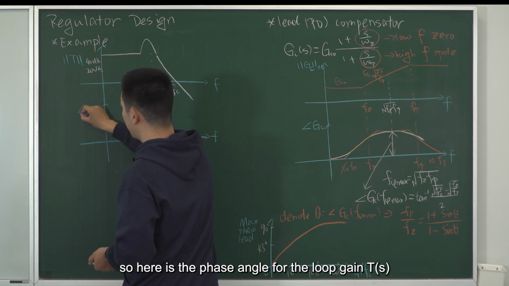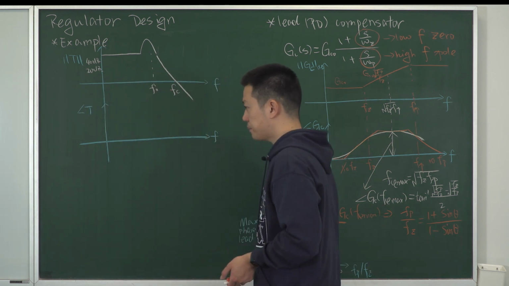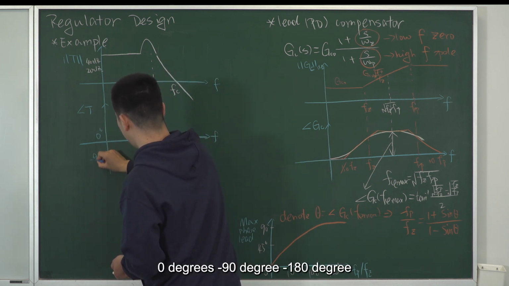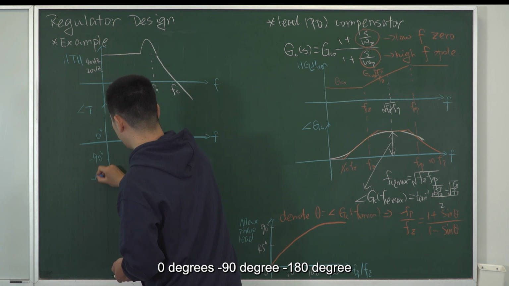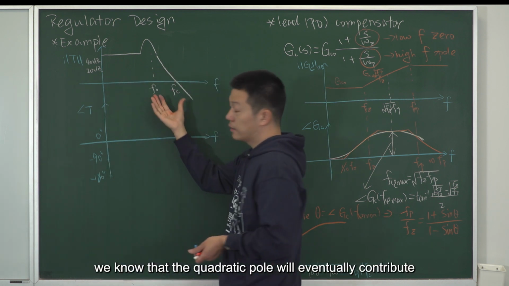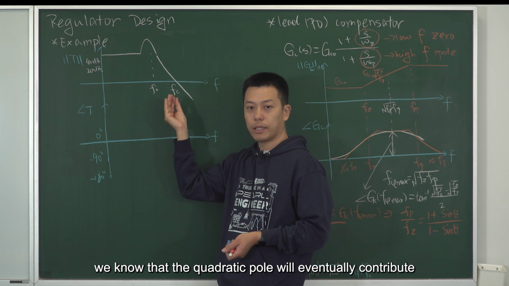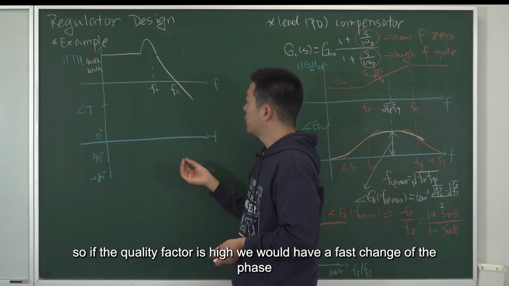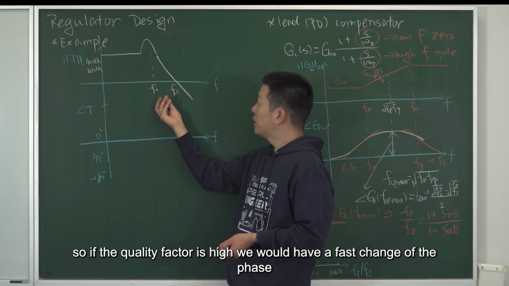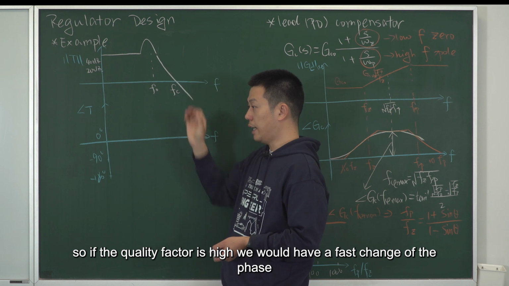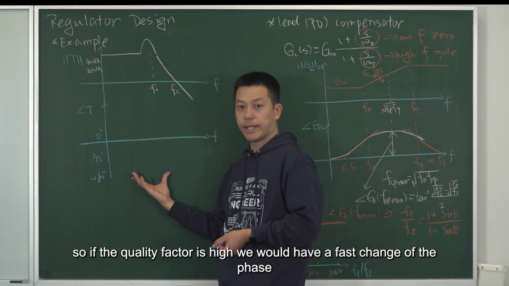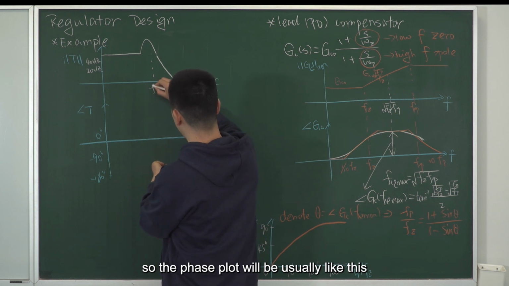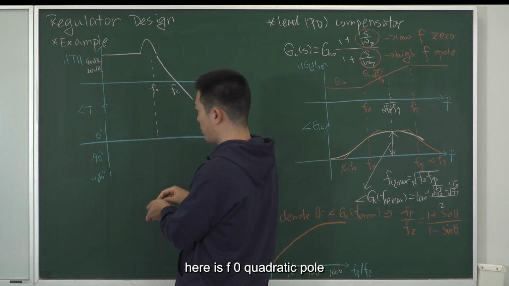So here is the phase angle for the loop gain, T. 0 degree, minus 90 degree, minus 180 degree. We know that the quadratic pole will eventually contribute a minus 180 degree phase change, right? So if the quality factor is high, we would have a fast change of the phase. So the phase plot will be usually like this. So here is F0, quadratic pole.